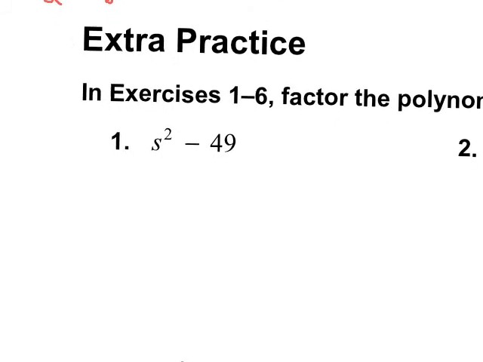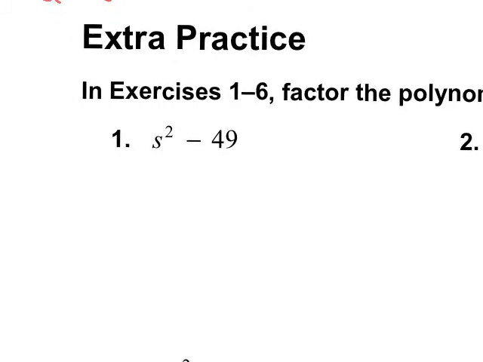In number 1, I see it as a difference, because of the minus sign in the middle, and these are both perfect squares, because I take the square root of s squared, and that's going to give me s. The square root of 49 is 7, so I set up my 2 parentheses, s plus 7 and s minus 7. So there always has to be 2 of them. They always have to be plus or minus.